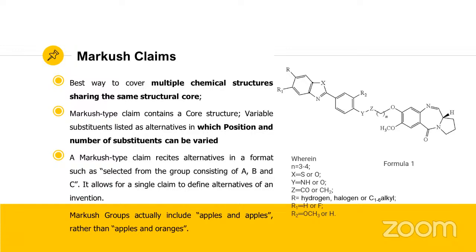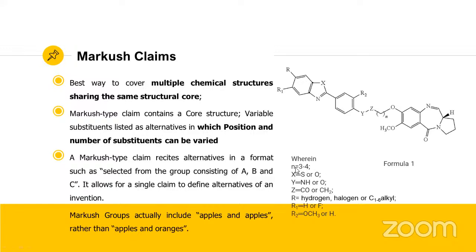So when you are drafting your patent application, the claim should be well drafted, because in the field of chemistry, when you file your patent application on chemical structures, there is a best way to cover multiple structures sharing the same structure code. So we have to generate the Markush type claim. The Markush type claim contains a core structure and variable substituents, listed as alternatives, in which the position and number of substituents can be varied. In this formula, we just incorporate R, R1, X, R2, Y, G, etc.